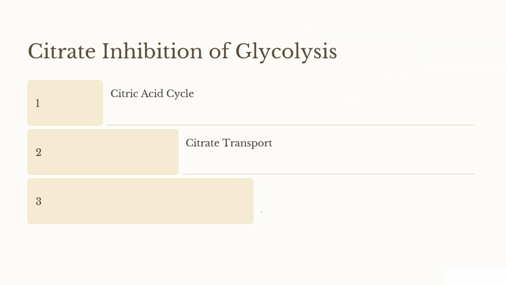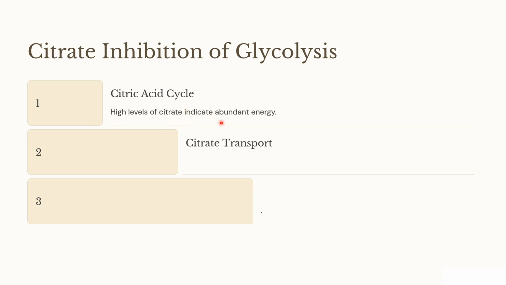What is that which will inhibit glycolysis? Glycolysis is a pathway to produce energy. So high energy levels will stop the glycolysis. What do we mean by high energy levels? High levels of citrate will indicate abundant energy.